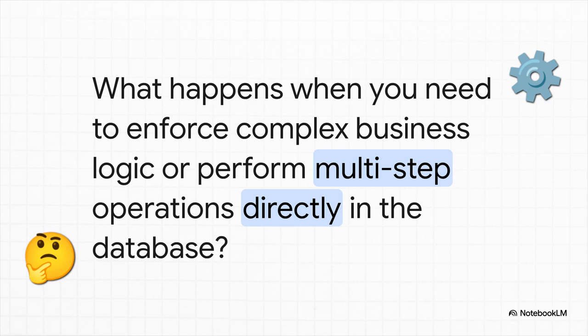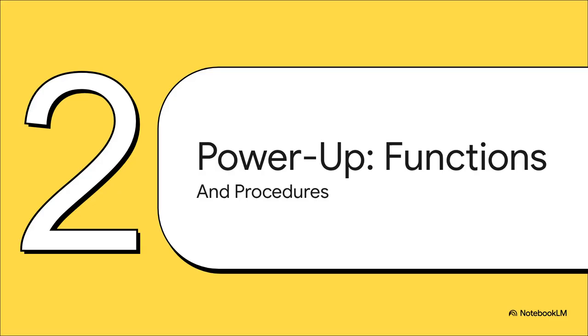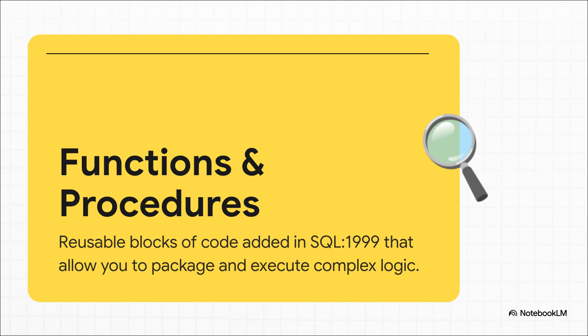You need more power right there inside the database. And hey, guess what? That's exactly what modern SQL gives us. The first major power-up comes in the form of functions and procedures, which basically give SQL its very own programming toolkit. The whole idea here is simple. Reusability. Why write the same complex logic over and over again? Instead, you package it up into a neat block of code. This was officially added way back in the SQL 1999 standard, and it lets you store and run these complex operations right on the database server itself.